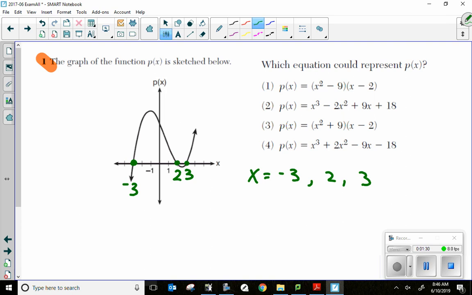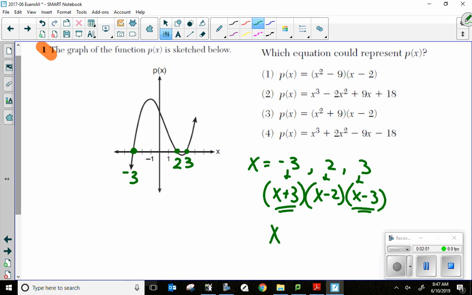If I were to reverse things, meaning go backwards instead of factoring and solving, I've already solved. I want to put them back into factors. This would have to come from x plus 3, this from x minus 2, and this from x minus 3. If I FOIL these two, that is a difference of perfect squares, which gives me x squared minus 9. And then this just comes along for the ride, x minus 2.